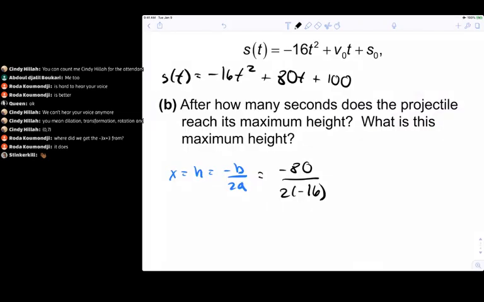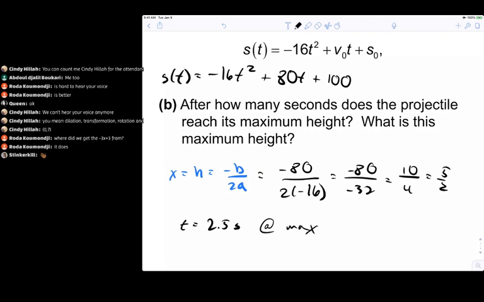Let me just kind of work it out real quick. We get this, right? This, negative 32. These are both at least divisible by negative 8. So we would get 10 over 4, 5 over 2. Okay, that's fine. So after how many seconds? After 2.5 seconds. So when the time is 2.5 seconds, it'll be at a max.